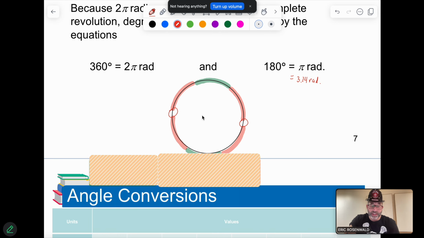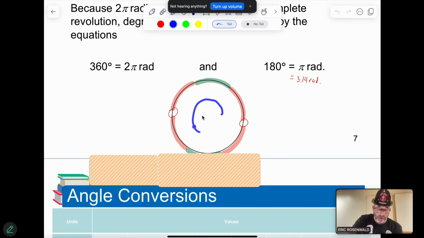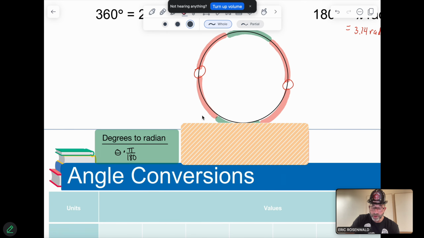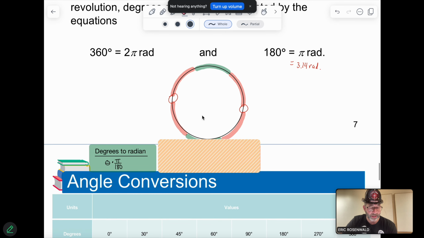So in order for us to get all the way around 360 degrees here, going all the way around 360 degrees is the same as saying 2 pi radians. So what if I wanted to do a conversion between degrees and radians? What is that going to look like for us? Well, to get from a degree to a radian, you take whatever the degree is and you just multiply it by pi over 180.